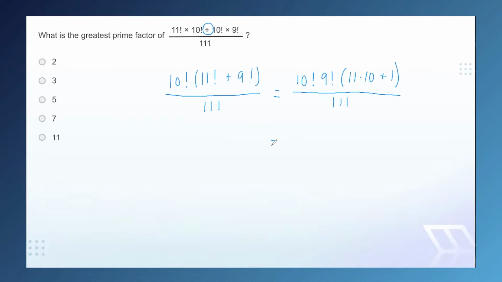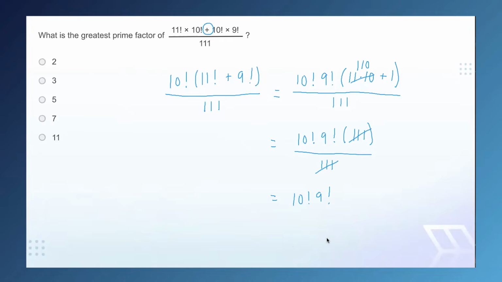Okay, now the math in my parentheses is simple enough. So 10 factorial times 9 factorial, 11 times 10 is going to be 110, plus 1 is going to be 111. My addition is gone. And hey, look, now I have a 111 in my parentheses, which is the same as the 111 in my denominator. I can cancel these both out, leaving me with 10 factorial times 9 factorial. Didn't even need to factor the denominator at all.